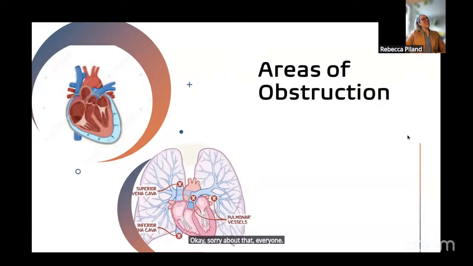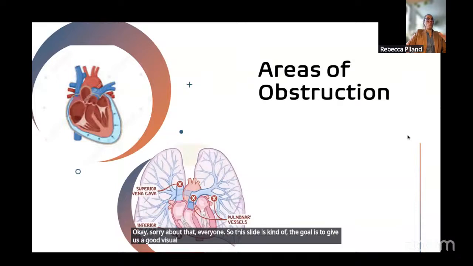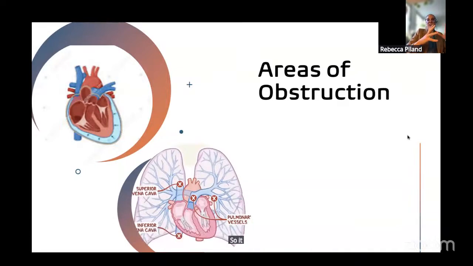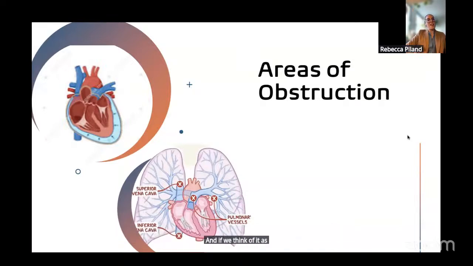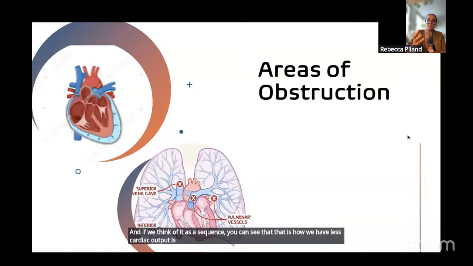So this slide is meant to give us a good visual representation of what obstructive shock looks like at the vessel level and at the pump level. It's due to a blockage preventing blood either getting to the right heart or leaving the right heart and getting to the left heart. And if we think of it as a sequence, you can see how we have less cardiac output, because we can't fill the left heart, because we can't get either into the right or over to the left heart. And so it occurs because of these anatomical blockages.